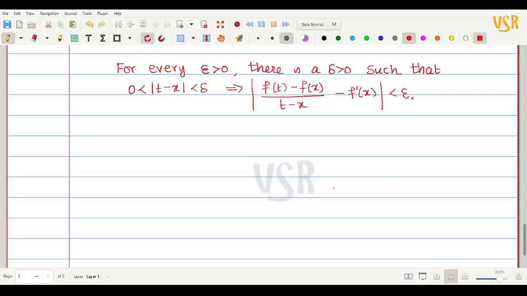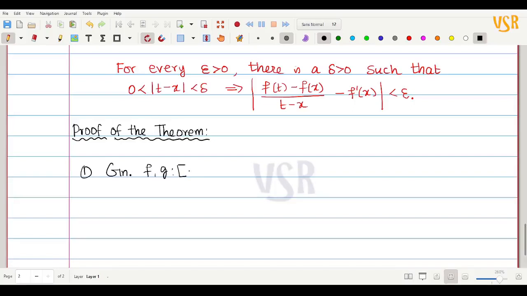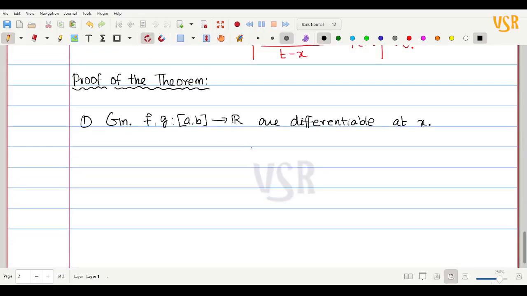Okay, now let us go to the proof of the theorem. So let us prove the first part, number one. Given f comma g are differentiable functions from a to b to R, differentiable at x. It is given that f is differentiable at x. What does that mean? That is, f dash at x comma g dash at x exist. Both of these exist.